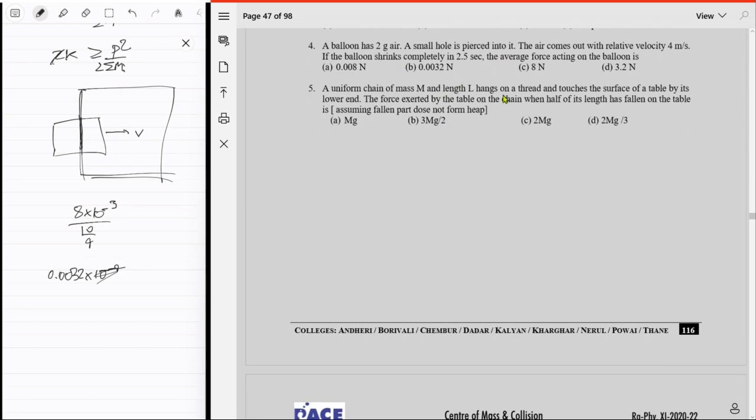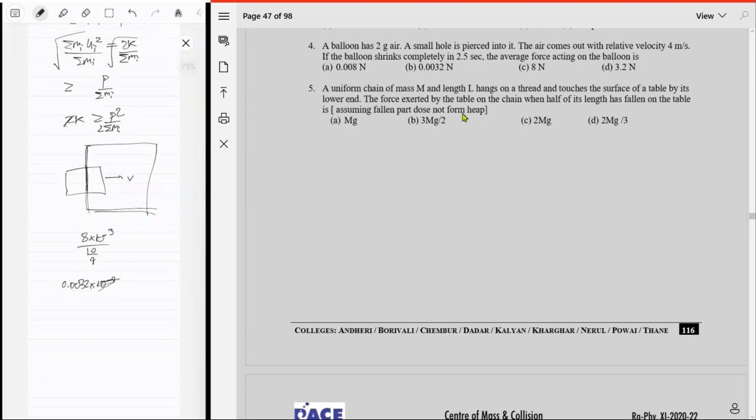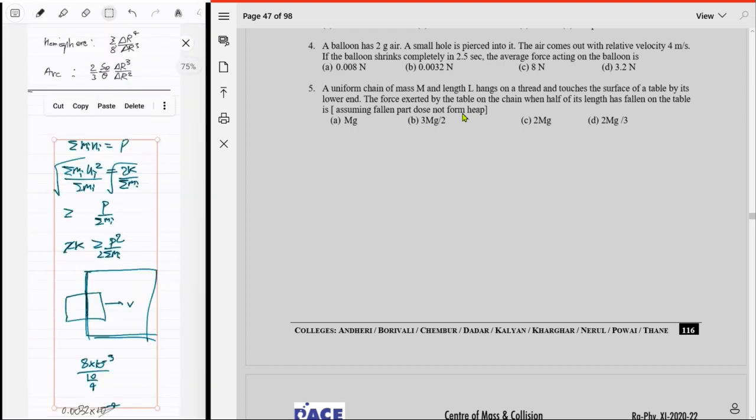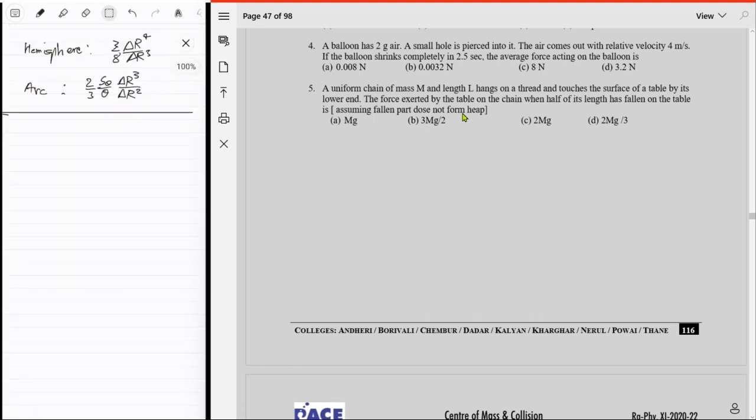Uniform chain of mass m, length L, hangs on a thread and touches the surface of the table by its lower end. The force exerted by the table on the chain when half of its length has fallen on the table, assuming the fallen part does not form a heap. Oh, this is like a famous question, isn't it? Okay, whatever. Let's do this thing. So you have a chain falling down. Initially it's just touching the surface by its lower end. Right, it's just like this, right?